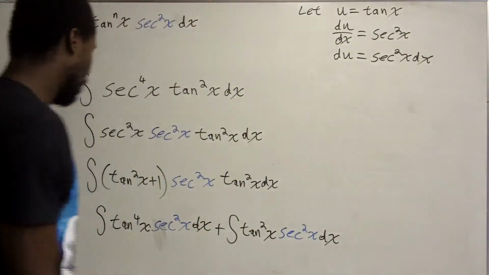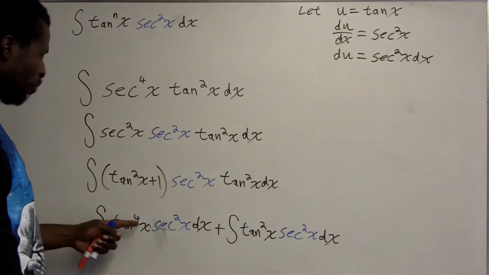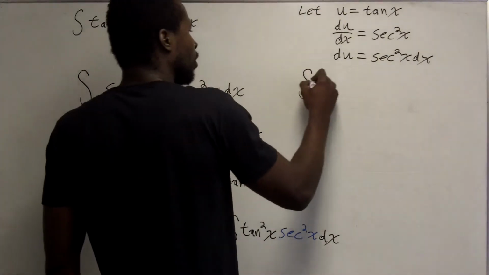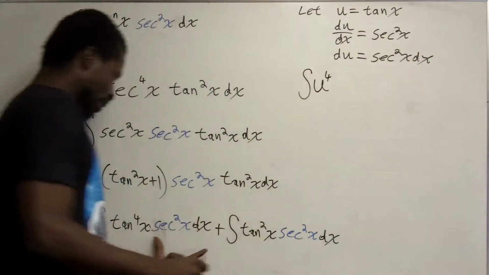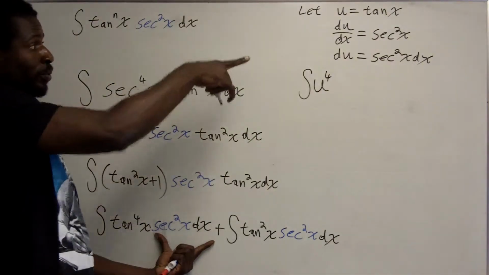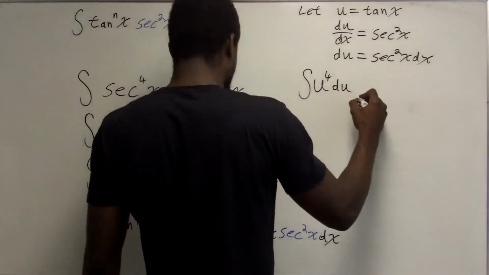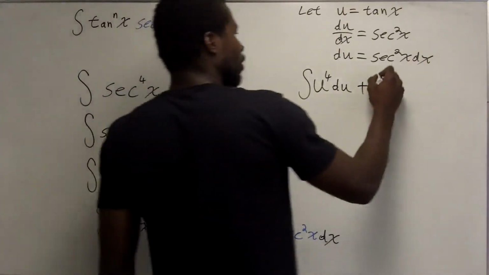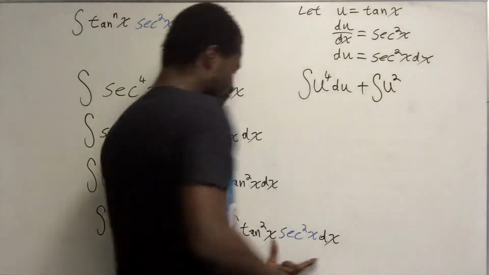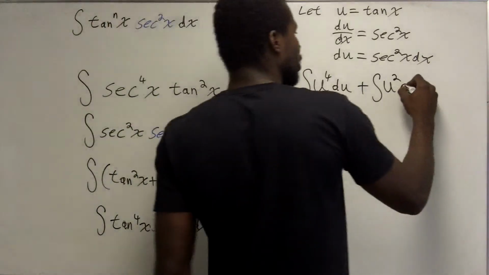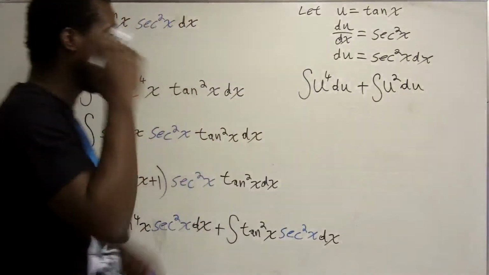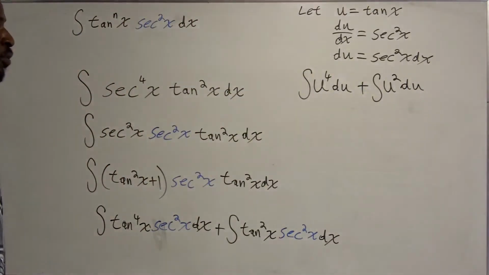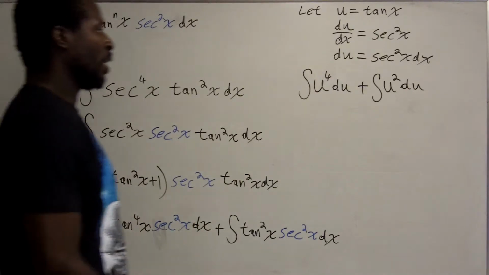Great. So what I have here is u to the fourth power, the integral of u to the fourth power, and this part right here is du. Then plus, this one here is u to the second power, and this part right here is our du. So we're saving factors for our du. That's the whole point of most of the stuff we've been doing with these trig integrals. And then we just integrate.